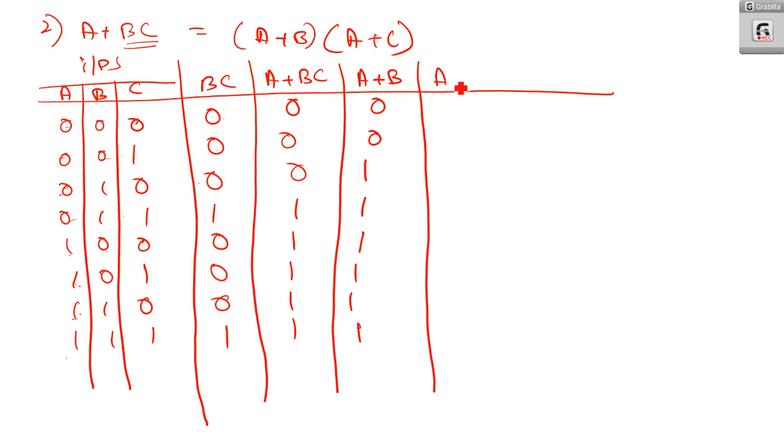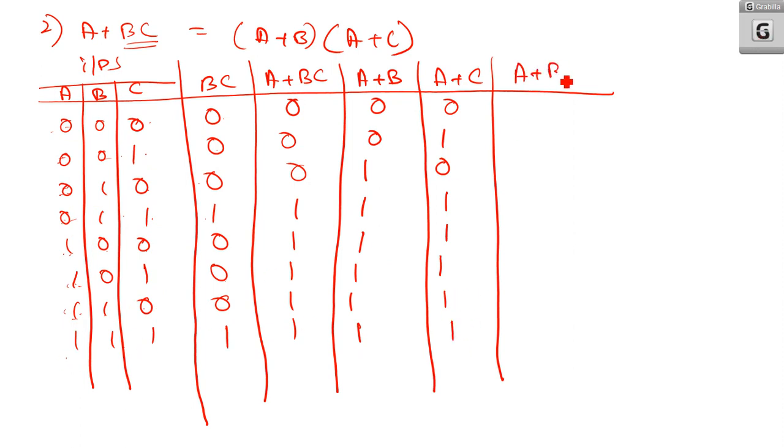Now A or C. 0 or 0 is 0, 0 or 1 is 1, 0 or 0 is 0, 0 or 1 is 1, 1 or 0 is 1, 1 or 1 is 1, 1 or 0 is 1, 1 or 1 is 1. So the last one is (A or B) and (A or C). So you need to AND these two.